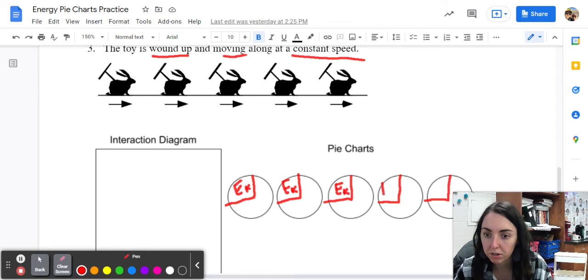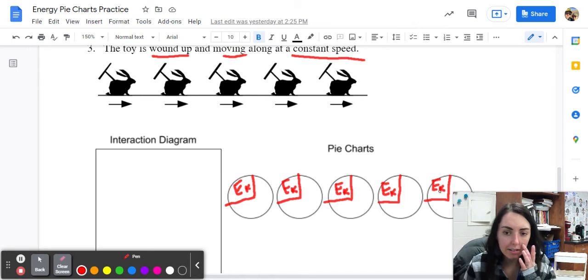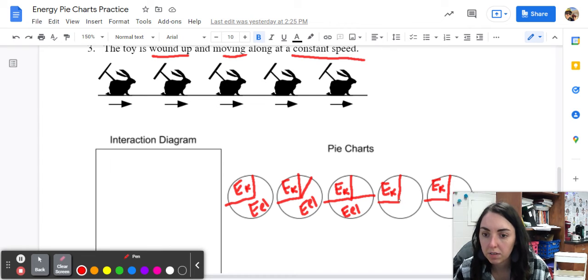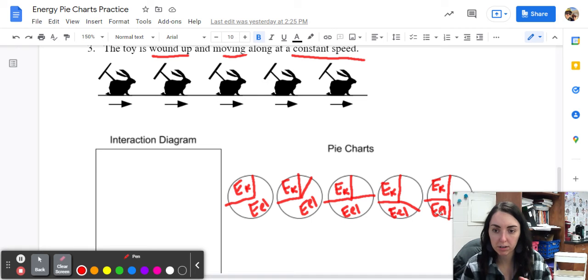So then it's a wind-up toy, right? We know it has elastic energy. But what happens to its elastic energy as it keeps going and going? Well, its elastic energy is going to decrease. So maybe it starts with this whole big slice being elastic energy. But then now we have less, and then a little less, and a little less, and even less at the end. So that elastic energy slice gets smaller and smaller.